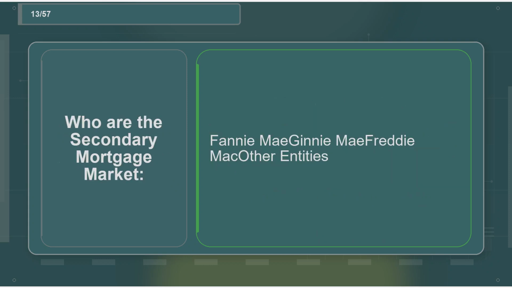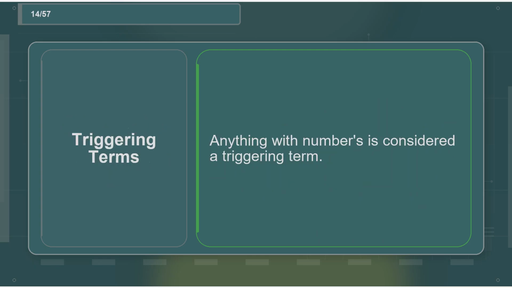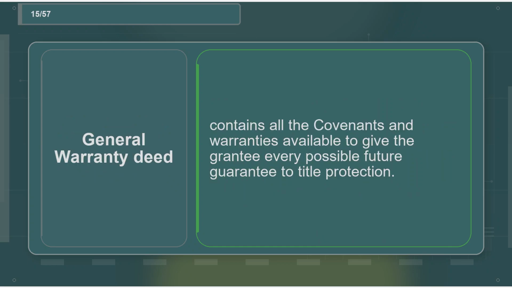Flashcard 13. Term: Who are the secondary mortgage market? Definition: Fannie Mae, Ginnie Mae, Freddie Mac, other entities. Flashcard 14. Term: Triggering terms. Definition: anything with numbers is considered a triggering term. Flashcard 15. Term: General Warranty Deed. Definition: contains all the covenants and warranties available to give the grantee every possible future guarantee to title protection.